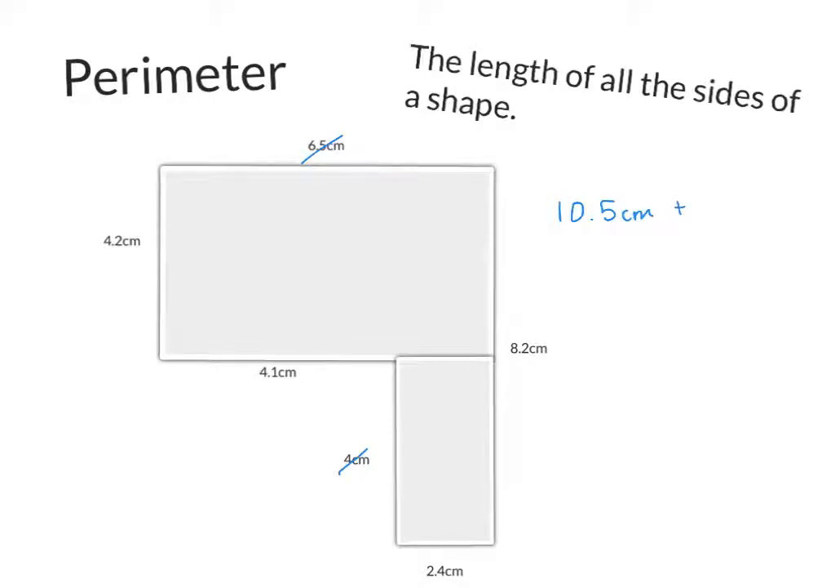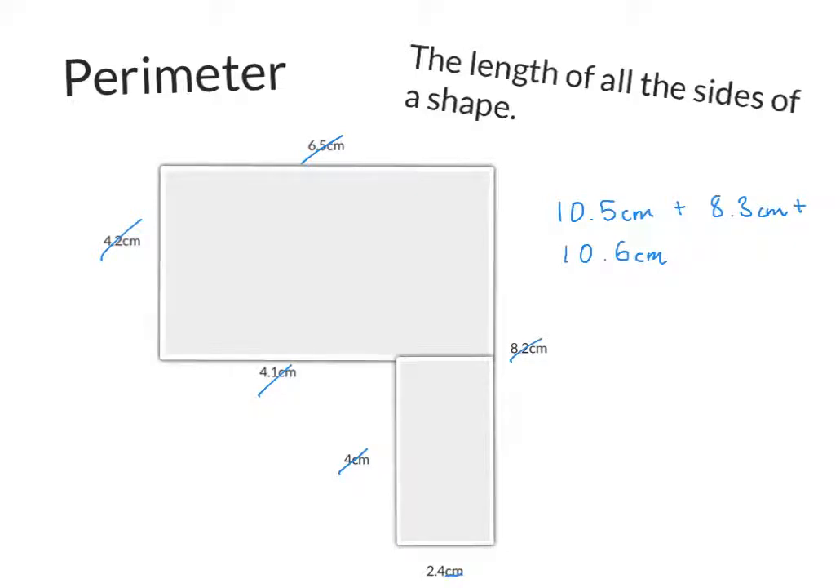Let's do now 4.2 add 4.1, which is going to be 8.3. If you're struggling, of course, use column addition. We're going to do it as well in a minute. And then 8.2 add 2.4. I'm going to get 10.6 centimetres. And just cross those out.